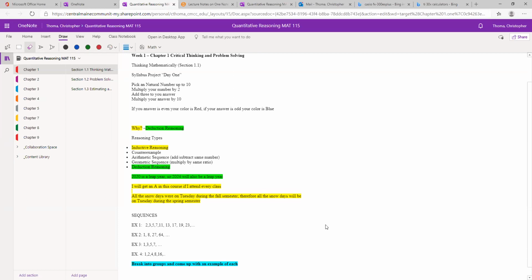So some examples of reasoning. 2020 is a leap year, so 2024 will be a leap year. Why is that deductive reasoning? Anyone know? Past knowledge. Yeah, using past knowledge. Exactly. It happens every 4 years, right? We know there's a leap year every 4 years. So that is deductive reasoning. We know that's the case.